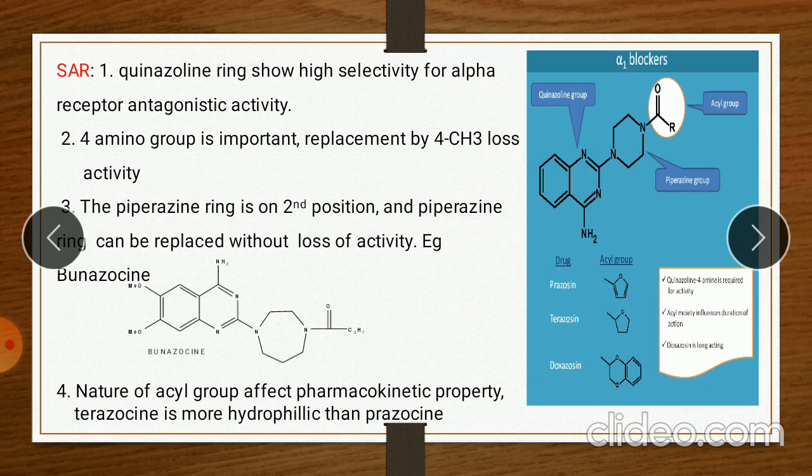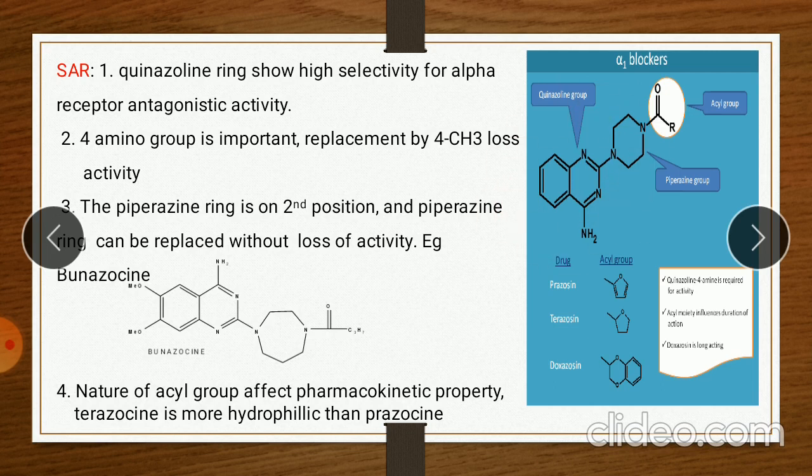So in that there is a SAR. First point, it is a quinazoline derivative. This ring is the quinazoline ring. The quinazoline ring shows high selectivity for alpha receptor antagonist activity. So these drugs are alpha antagonists, meaning they block the alpha receptor which is mainly present on the blood vessels. So the quinazoline ring is important. If we replace this quinazoline with another ring, activity decreases.